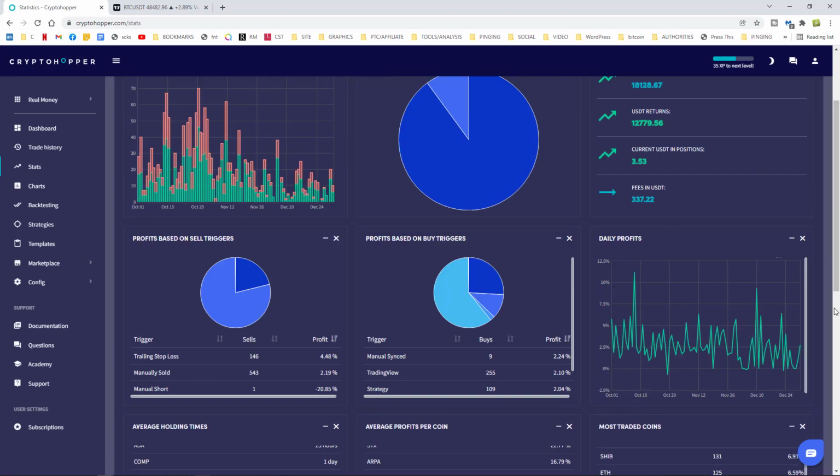As you can see, some nice profits. You can see more than 1% per day is absolutely possible. It's just not possible every day. So you look at that, 0.68%.